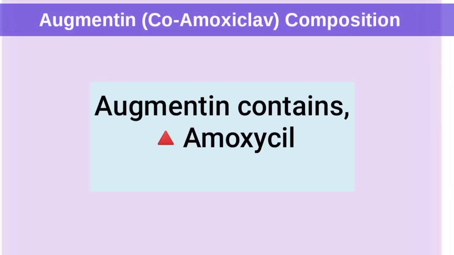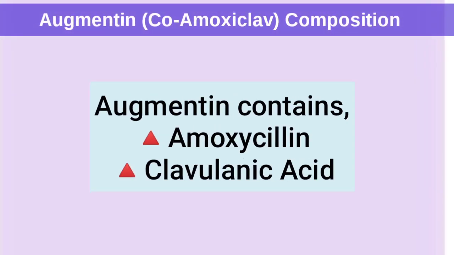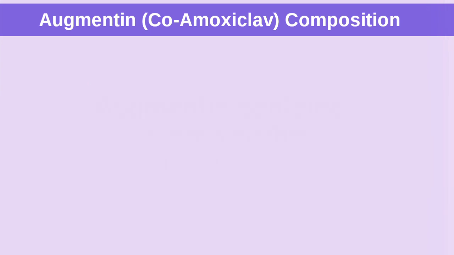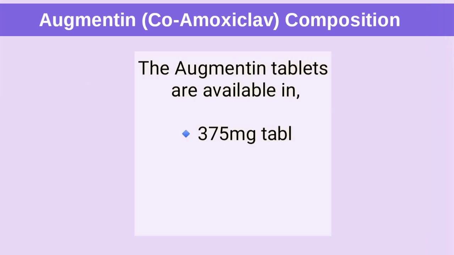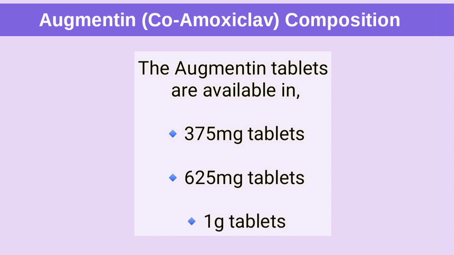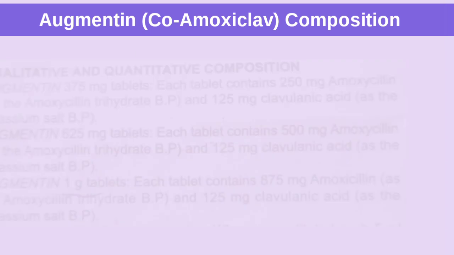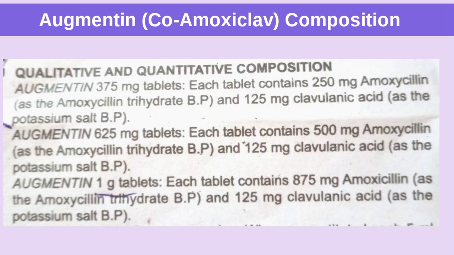Augmentin tablets contain amoxicillin as amoxicillin trihydrate and clavulanic acid. The Augmentin tablets are available in 375 mg tablets, 625 mg tablets and 1 gram tablets. You can see the exact amount on your screen.